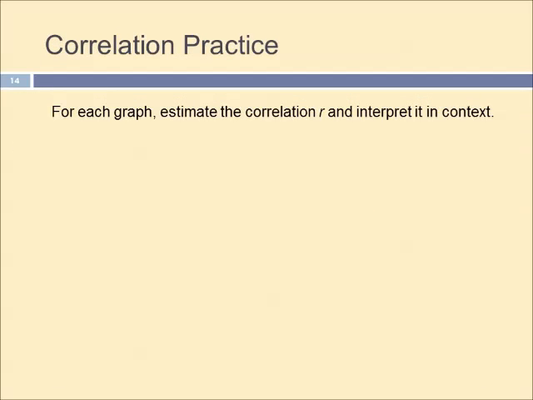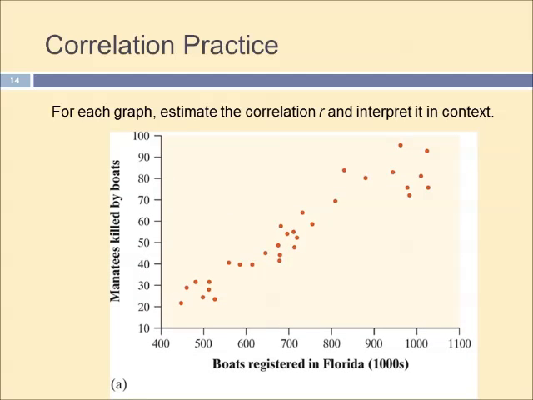All right, let's take a look at a couple of examples here. So here we have boats registered in Florida versus manatees killed by boats. Seems clear there's a fairly strong relationship. It's a positive linear relationship. As the number of boats registered increases, the number of manatees killed by boats also increases.